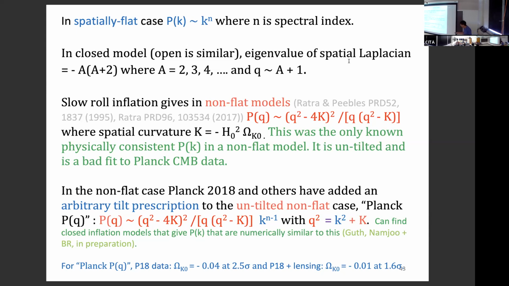And I'm going to call this the Planck P of Q. From Planck data, the TT plus TE plus EE plus low E, this is what you get. It favors a closed geometry with about 4% of the energy density in spatial curvature at about 2.5 sigma. And when you use this data plus the CMB lensing data, it brings it closer to flat, but it's still about 1.6 sigma away.